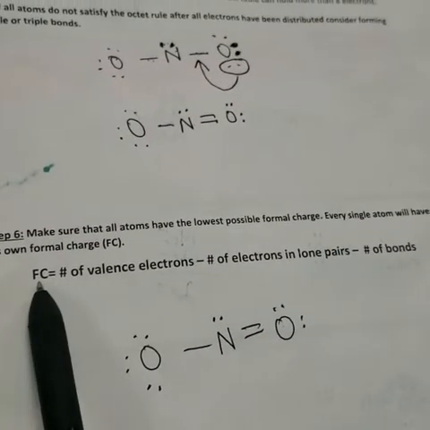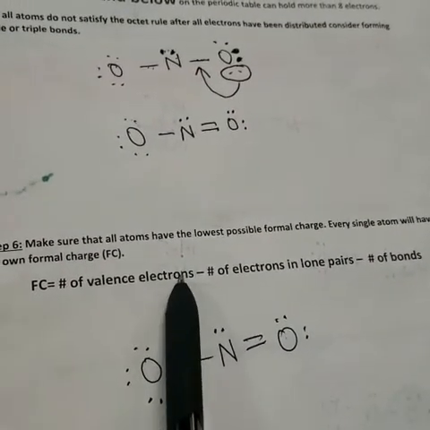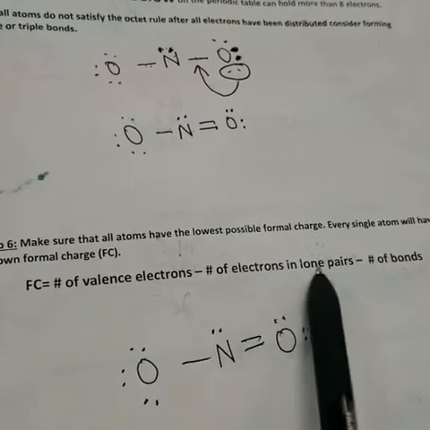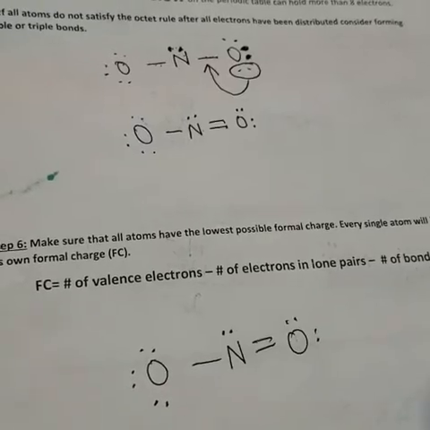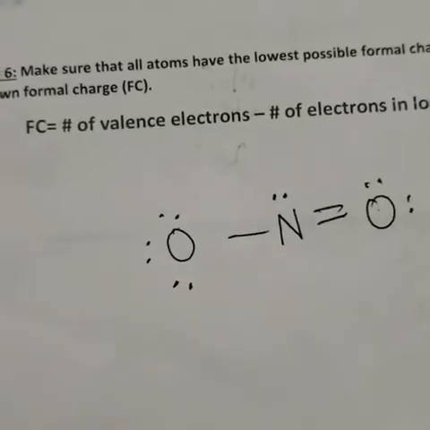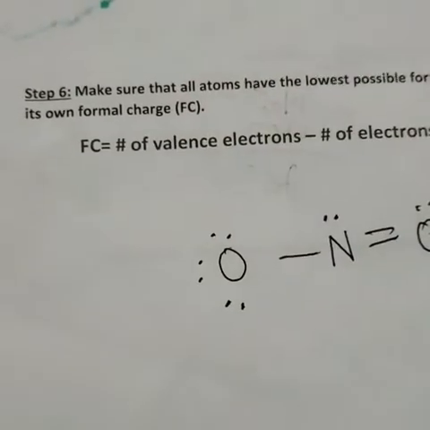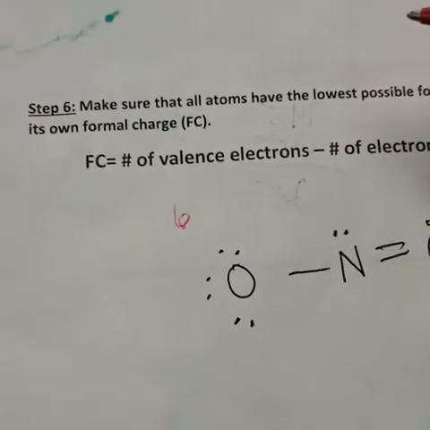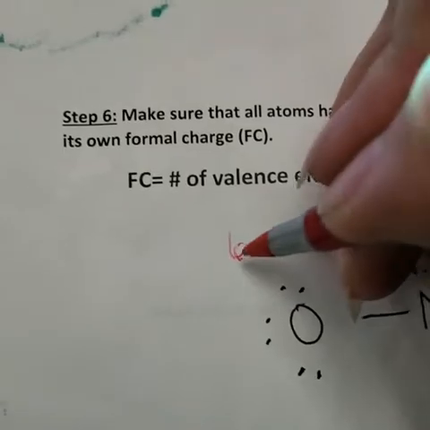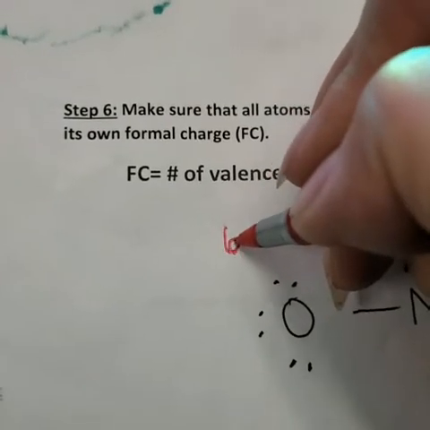The formal charge is equal to the number of valence electrons minus the electrons in lone pairs minus the bonds. So we're going to do this for each individual atom. I'm going to get a different color. Okay, let's start off with this oxygen. This oxygen has a valence of 6 because oxygen is in group 6. The group tells me the number of valence electrons, therefore that is the valence.